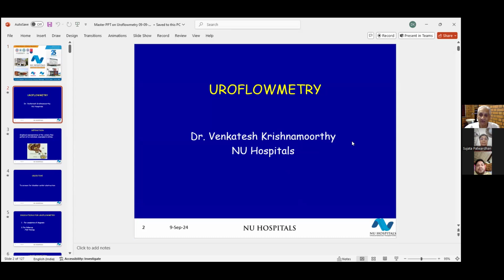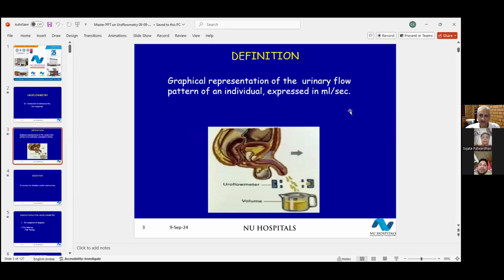So, the learning points in this will be to be able to analyze the different segments of the uroflowmetry graph and be able to arrive at a probable condition that the patient has. The definition, just for the sake of completion: a graphical representation of the urine flow pattern of an individual, expressed in ml per second.